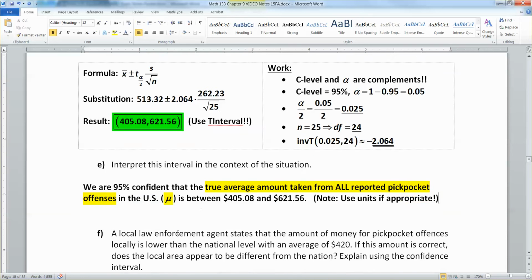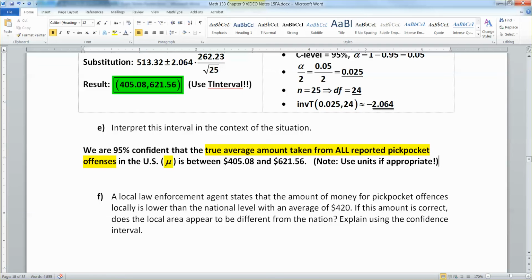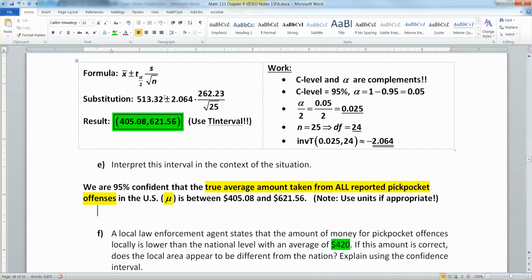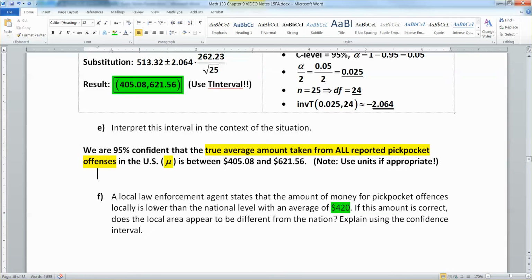All right, now suppose a local law enforcement agent states that the amount of money for pickpocket offenses in his area is lower than the national average of 420. So he's saying, look, locally we're at 420, so that means we're lower than the national average. Well, you're lower than the national average. That's true because the national average is 513.32. But does this interval support or contradict his claim?